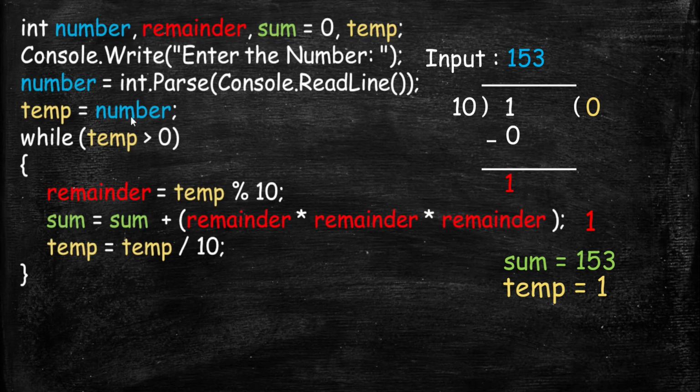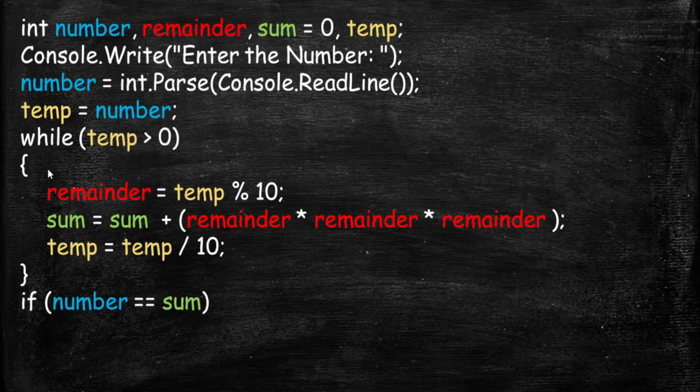So you can see our number was 153 and we already got 153 in the sum. Next we will divide temp, which is 1, by 10. So you can see the quotient is 0, and if we divide temp we will get 0.1. So our temp has become 0. This condition will be false and it will stop running.